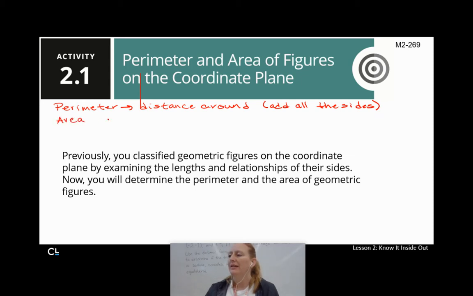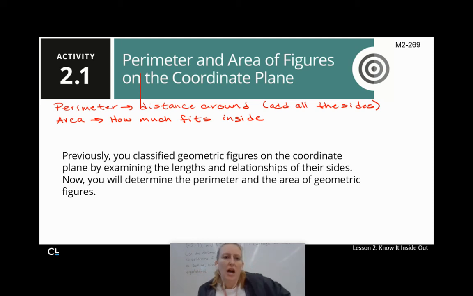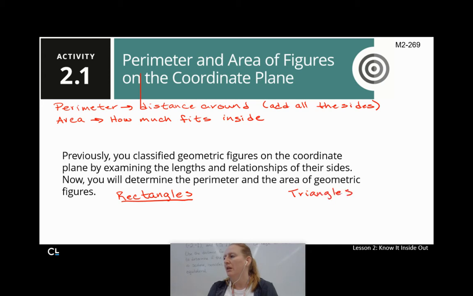Area is how much fits inside. So perimeter is the distance around, and generally we add up all the sides to do that. Area is how much we can fit inside the figure. We are dealing mainly with rectangles and triangles, so we're going to talk about both of these for just a moment. And we are talking about perimeter and area for each of these.